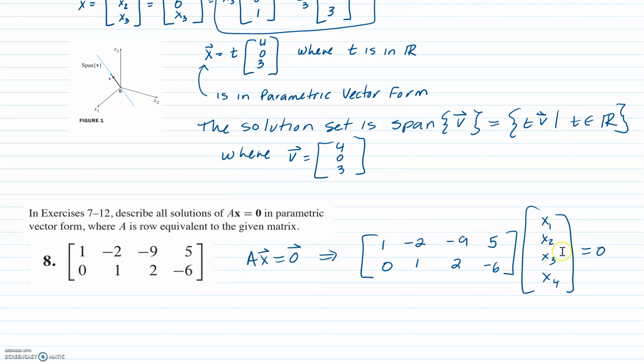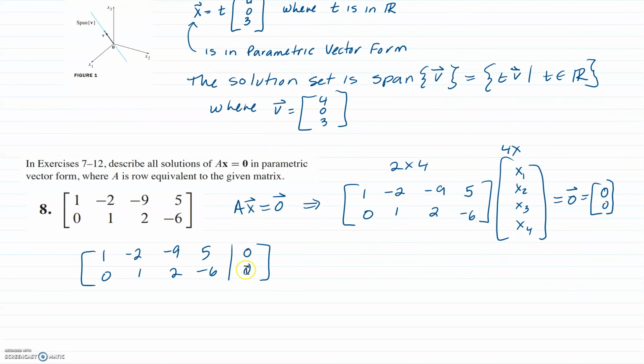Here's A times x. x has to be x4. This is a 2 by 4, so this has to be a 4 by 1 to match a 2 by 1. So this row of zeros would be 2 here. And we would get an augmented matrix when we multiplied that out with our column of zeros here. And I'm going to go ahead and row reduce this since we have 2 variables here. Make that easier to find the solution.